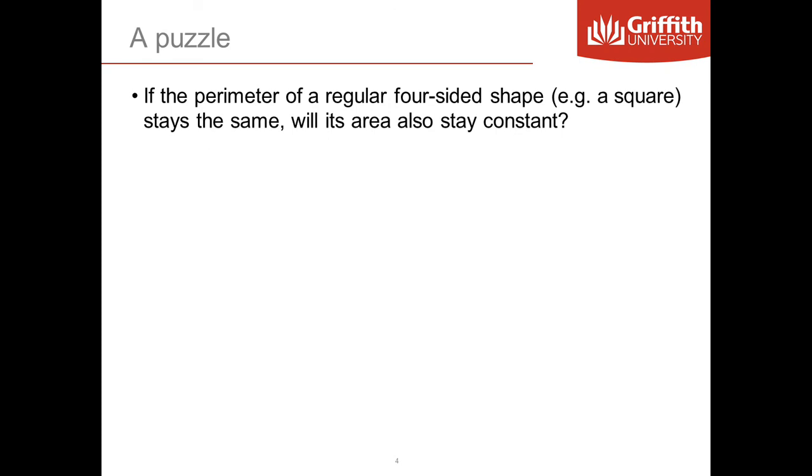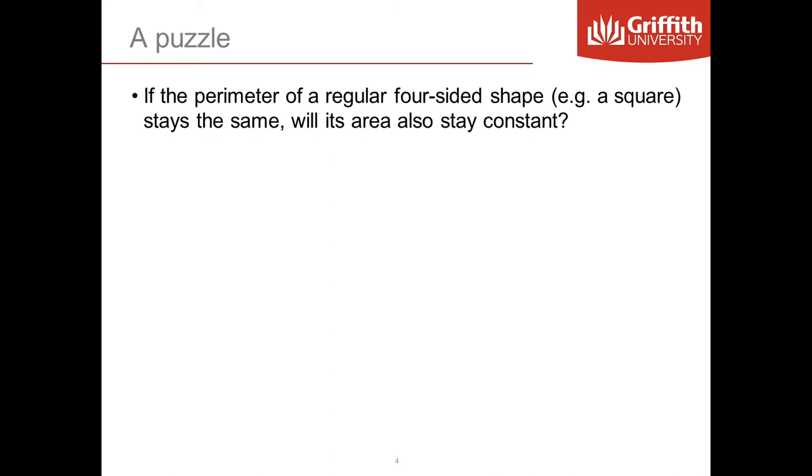So if the perimeter of a regular four-sided shape, such as a square, remains the same, will its area also remain constant? Now that's a problem that I would like to leave with you. You may want to talk about it on your discussion board, or if you've got someone close to you that you can talk this through.